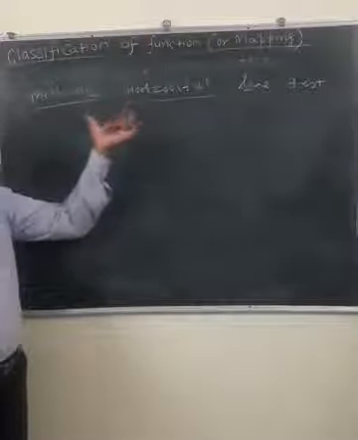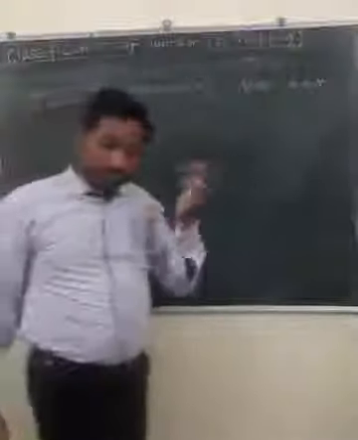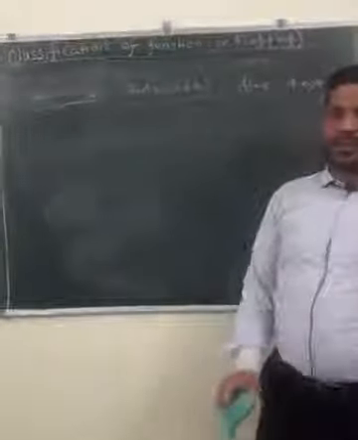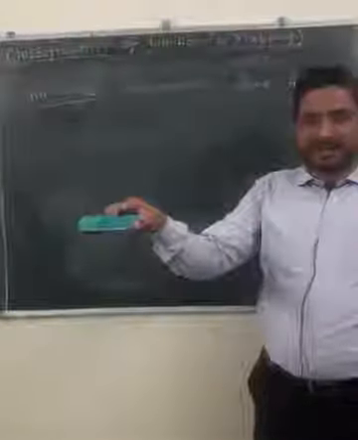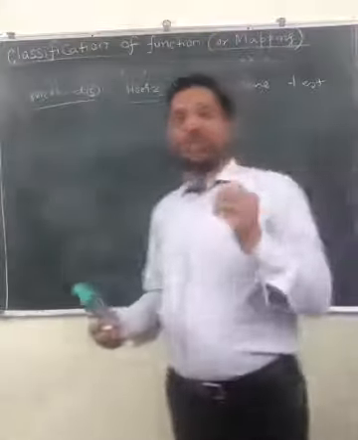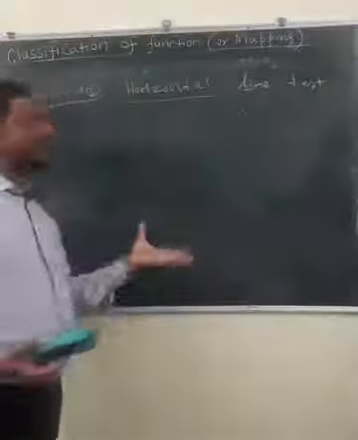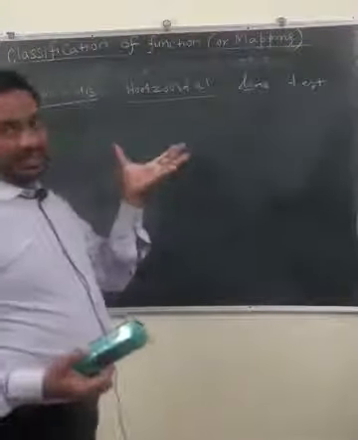Okay. Write down the statement. If there exists at least one horizontal line, meaning a line parallel to the x-axis, which can intersect the graph at more than one point, that means the function is many-one.